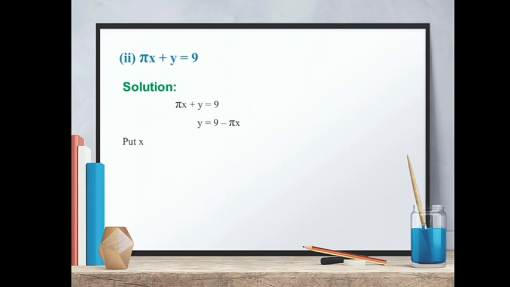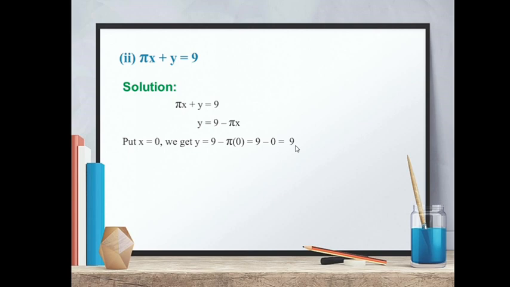Okay. Put x equals 0, we get y equals 9 minus pi into 0, which is equal to 9 minus 0 equals y. So here I have taken x as 0, and then I put 0 in place of x. So that is 9 minus pi into x, sorry, pi into 0 will be 0. Okay. So we will get here 9 minus 0, which equals 9.